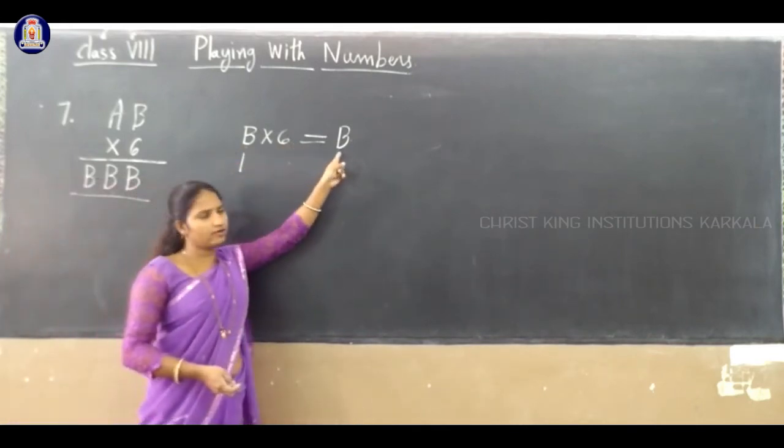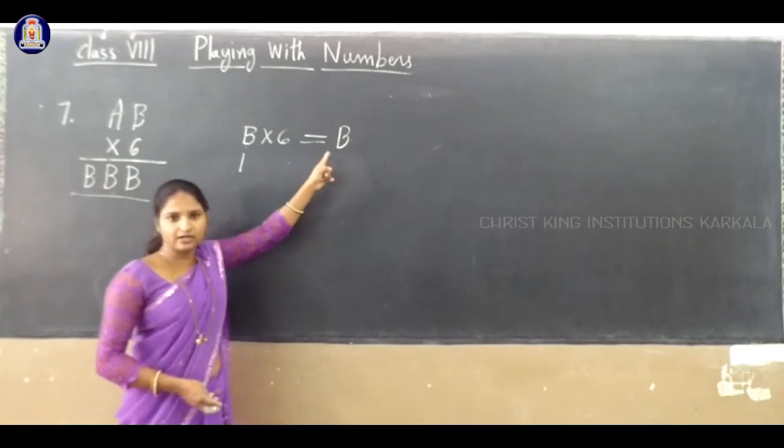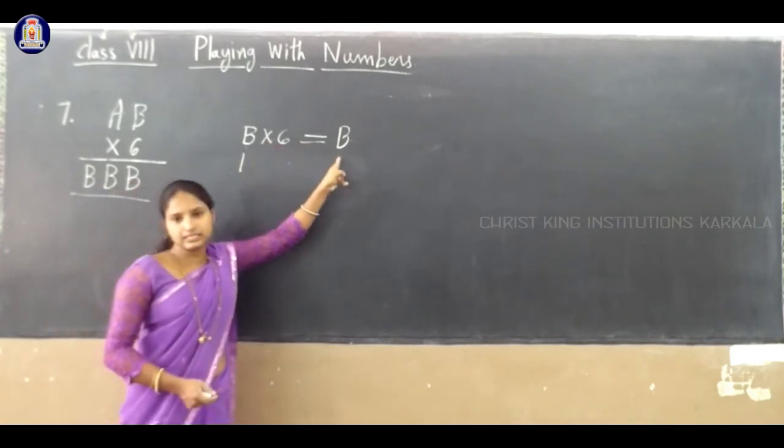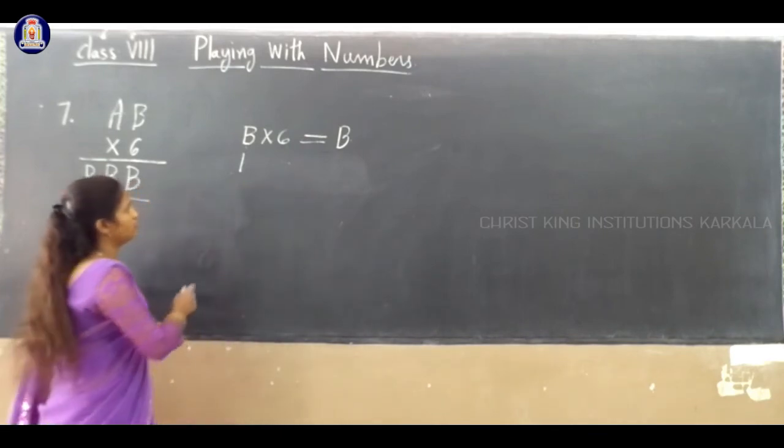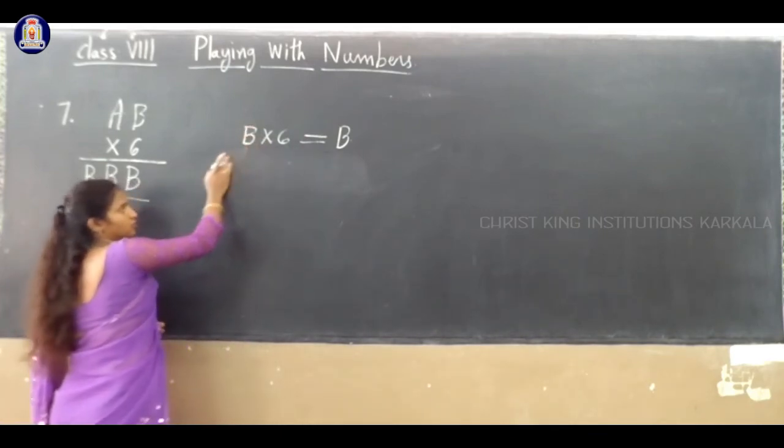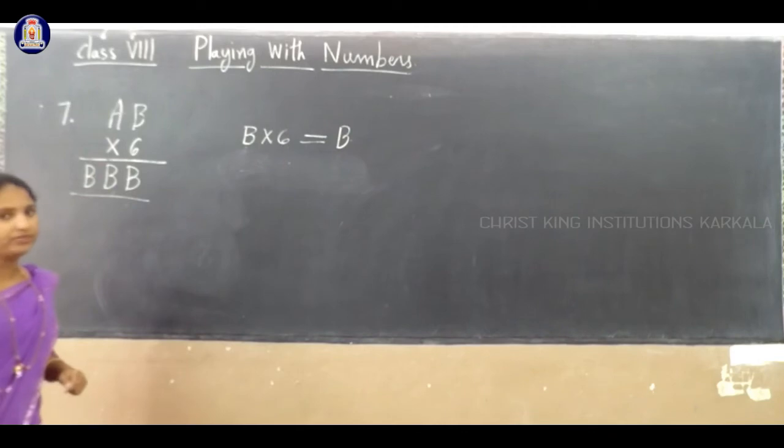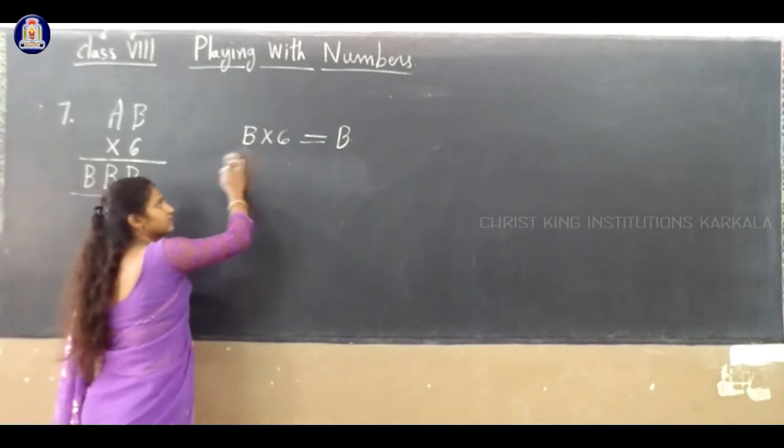Then you should get B value is 1 only, right? But here we are getting 1 into 6, 6. So this is also not possible. B is equal to 1 is also not possible. Clear? So next you can consider the value 2.